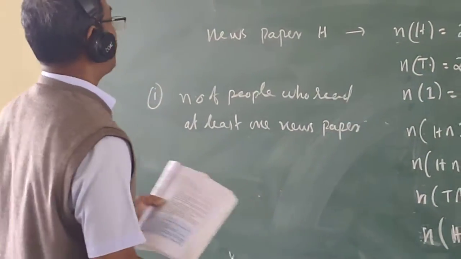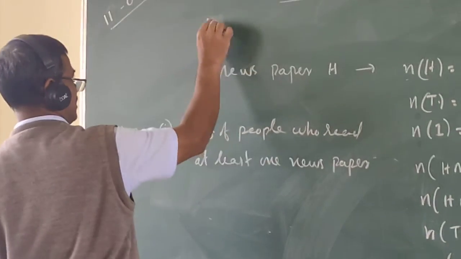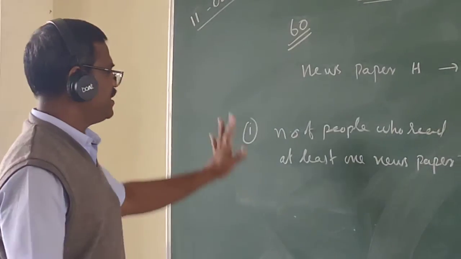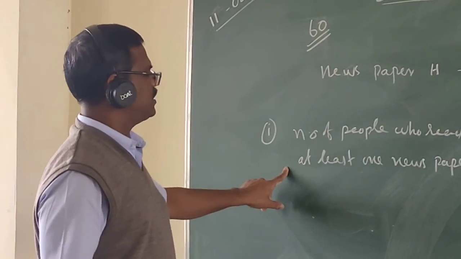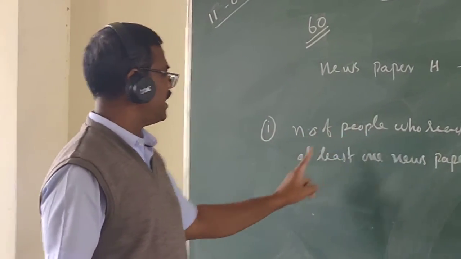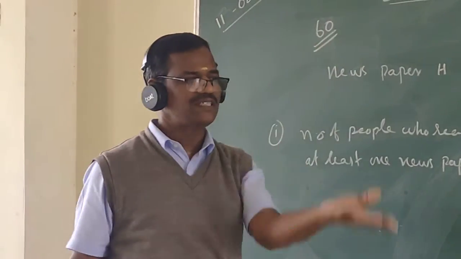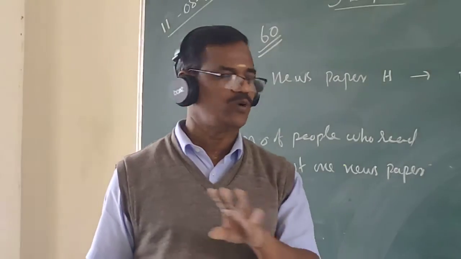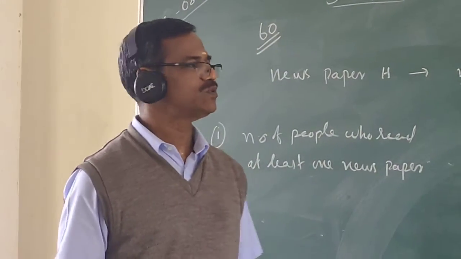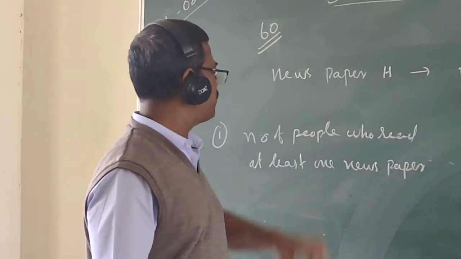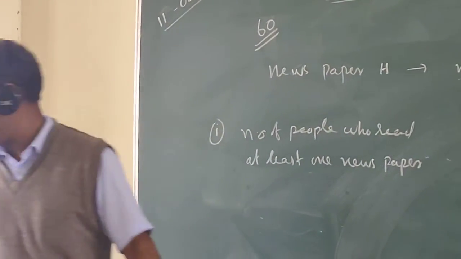So if the survey is out of 60, 60 people are surveyed, and the first part of the question asks for the number of people who read at least one of the newspapers. Don't take 60. You have made a survey, and there may be some people who do not read any of the newspapers. So your answer is not 60. You have to find out the number of people who read at least one newspaper.